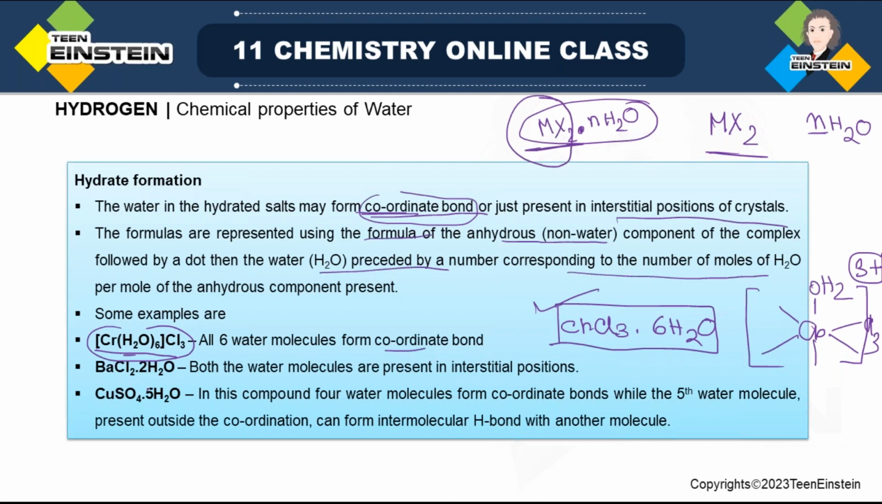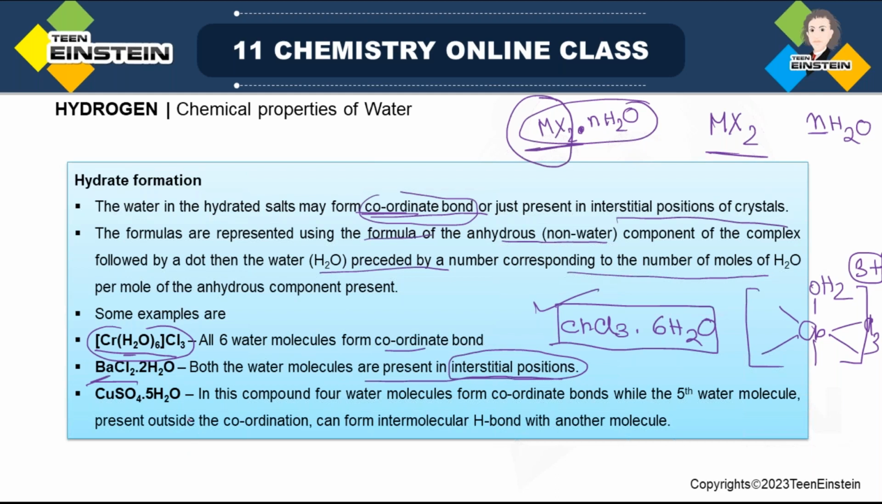Then we have another example, BaCl2 2H2O. Here per mole of barium chloride, 2 moles of water molecules are present. And in this case, the molecules are present in the interstitial positions. So in the first example, they are present by formation of coordinate bonds. In the second example that you are seeing, they are present but in the interstitial positions. So you may get a question framed in this way. Some examples of hydrates will be there, and it may be asked in which case the water molecule is present in the interstitial position, then this should be the answer.